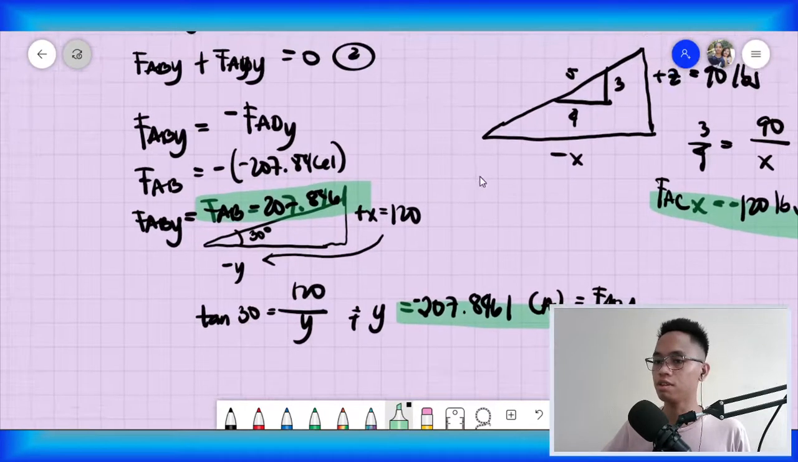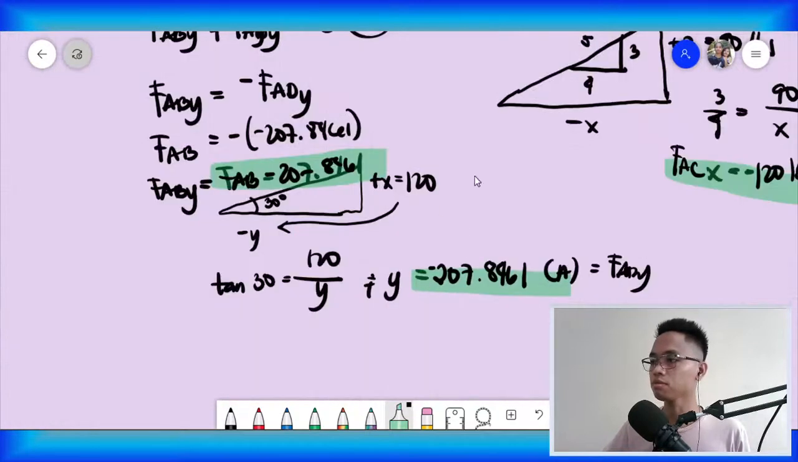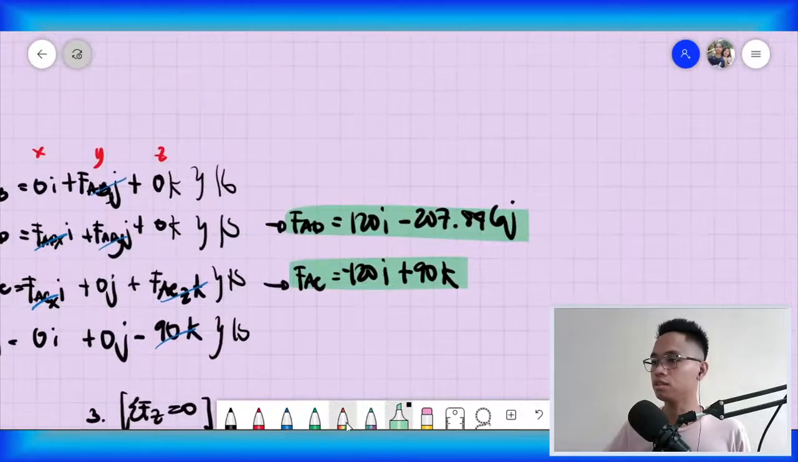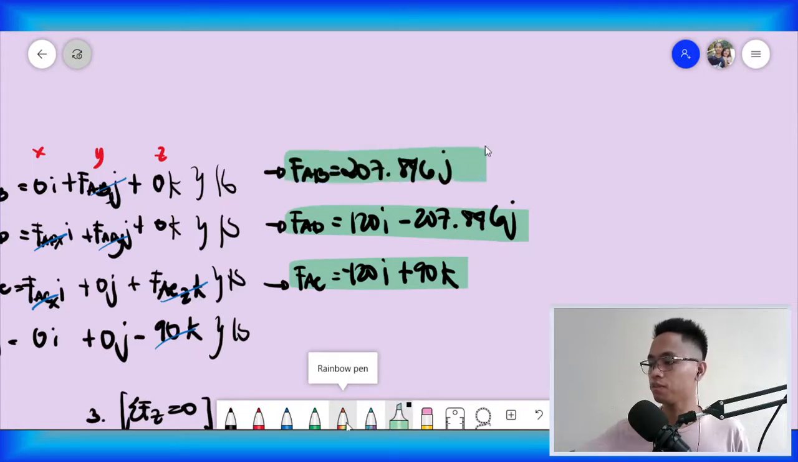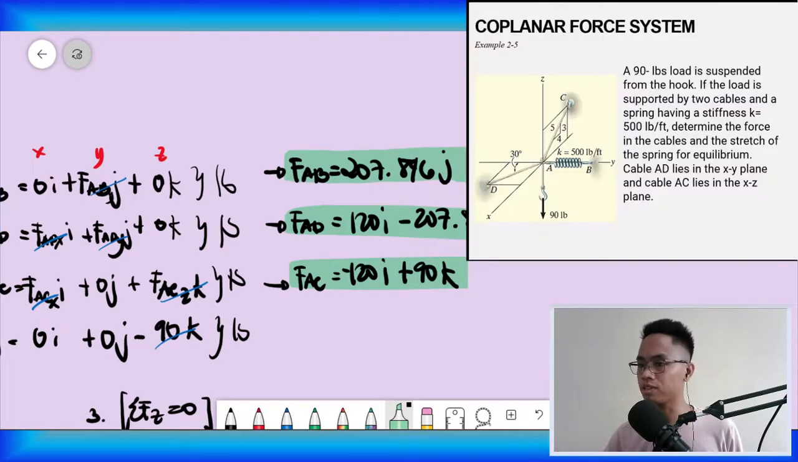So this is FAB, that is 207.846. Since it is in Y, that is j. And therefore, this is our final answer. But then again, I don't know if that is the question.